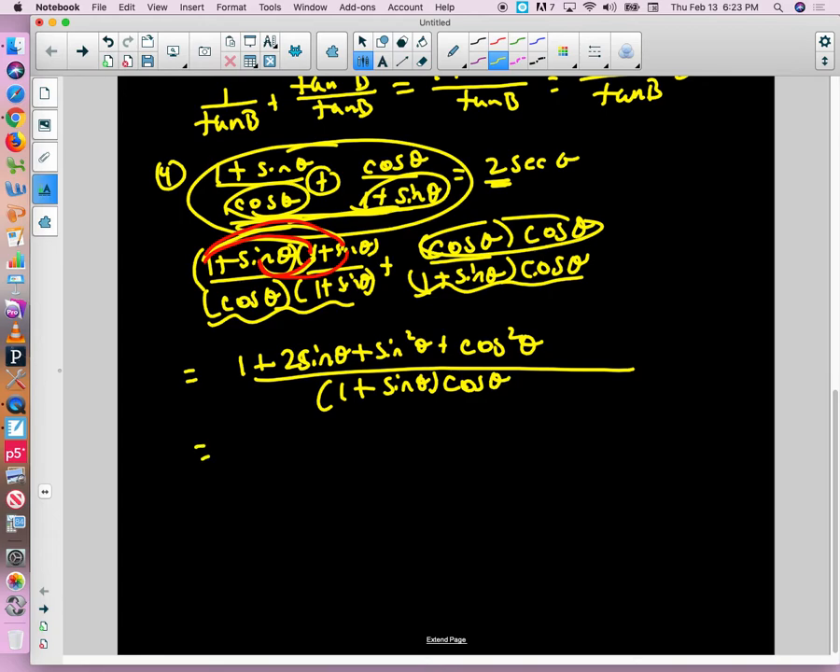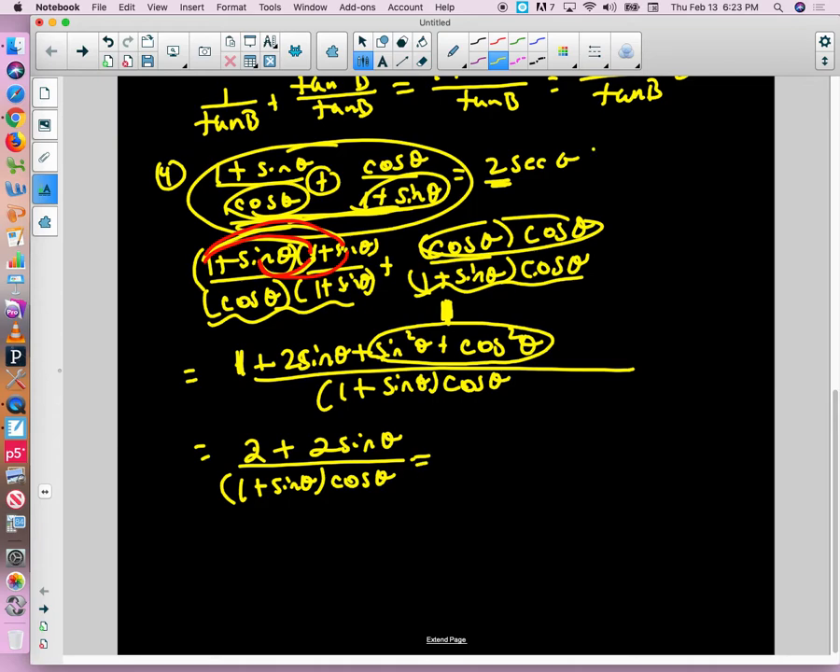Now look what I have. What's sine squared plus cosine squared? Is 1. So I'll just write that above there. Alright, so I have, this all turns into 1 right here. So I have a 1 here and a 1 here. That gives me 2 plus 2 sine theta over 1 plus sine theta cosine theta.